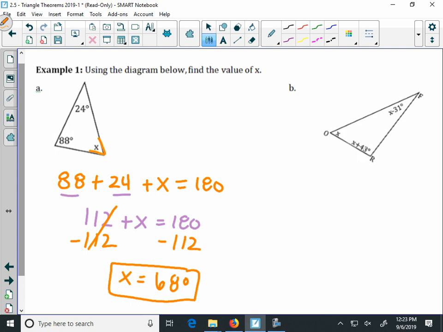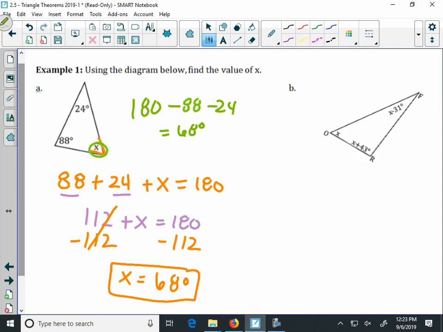Okay. You also could have, as a shortcut, because this was just a variable, you're just trying to find that single angle, there was no expression in there, you could have just done 180 minus 88 minus 24 and still gotten the right answer. Both ways are right. One way's a little bit quicker than the other. Just put it in your calculator rather than having to set up an equation.